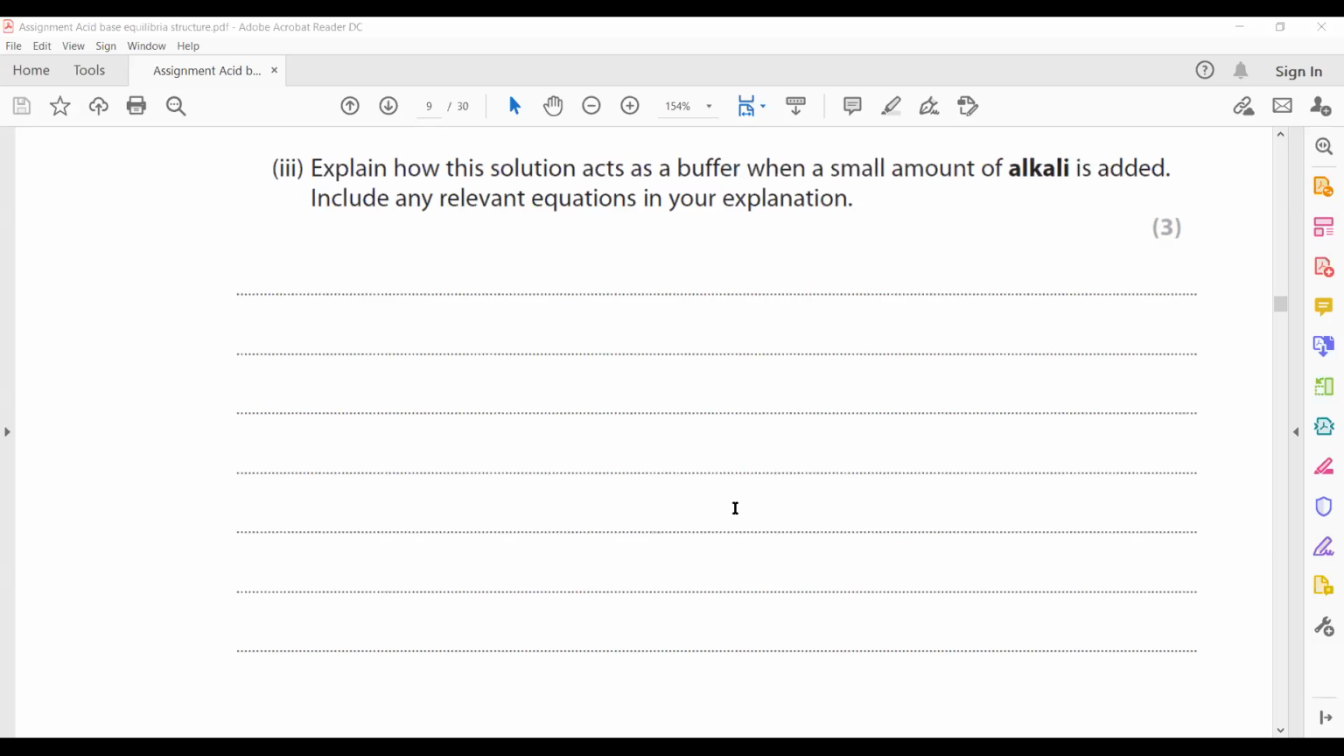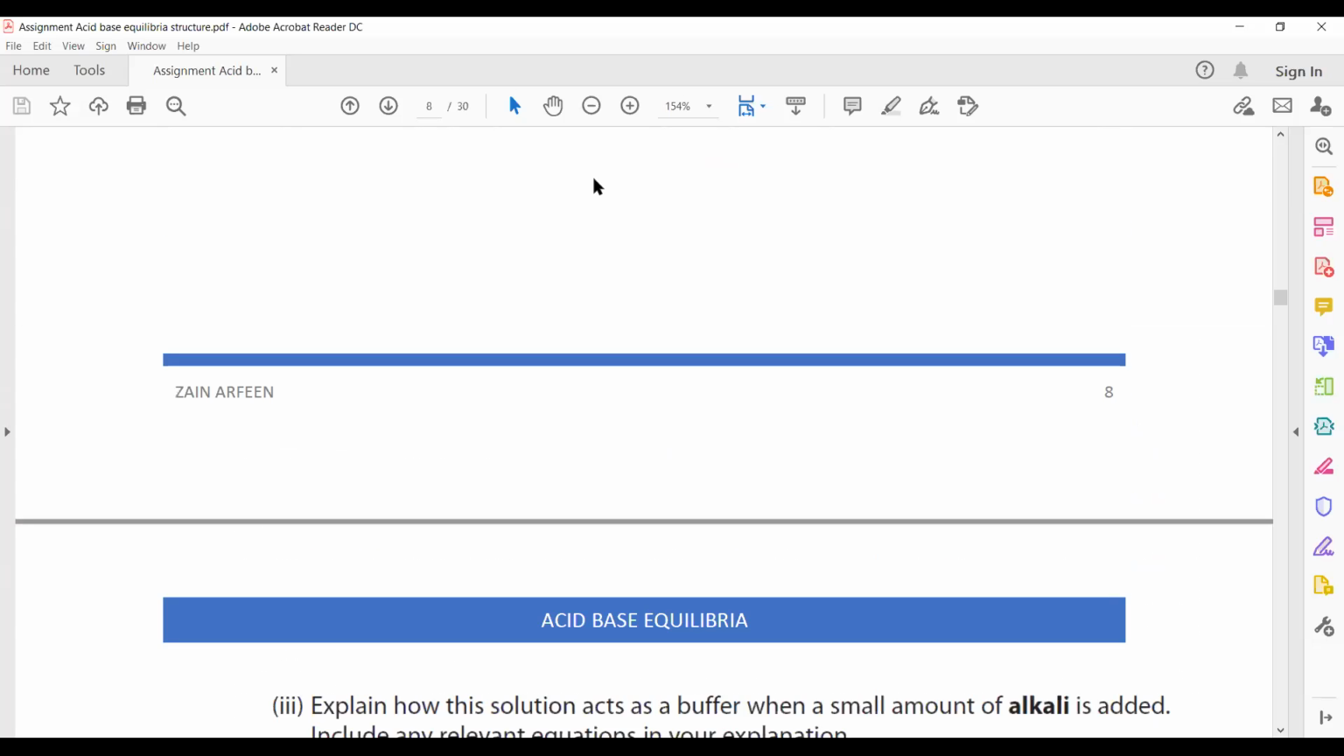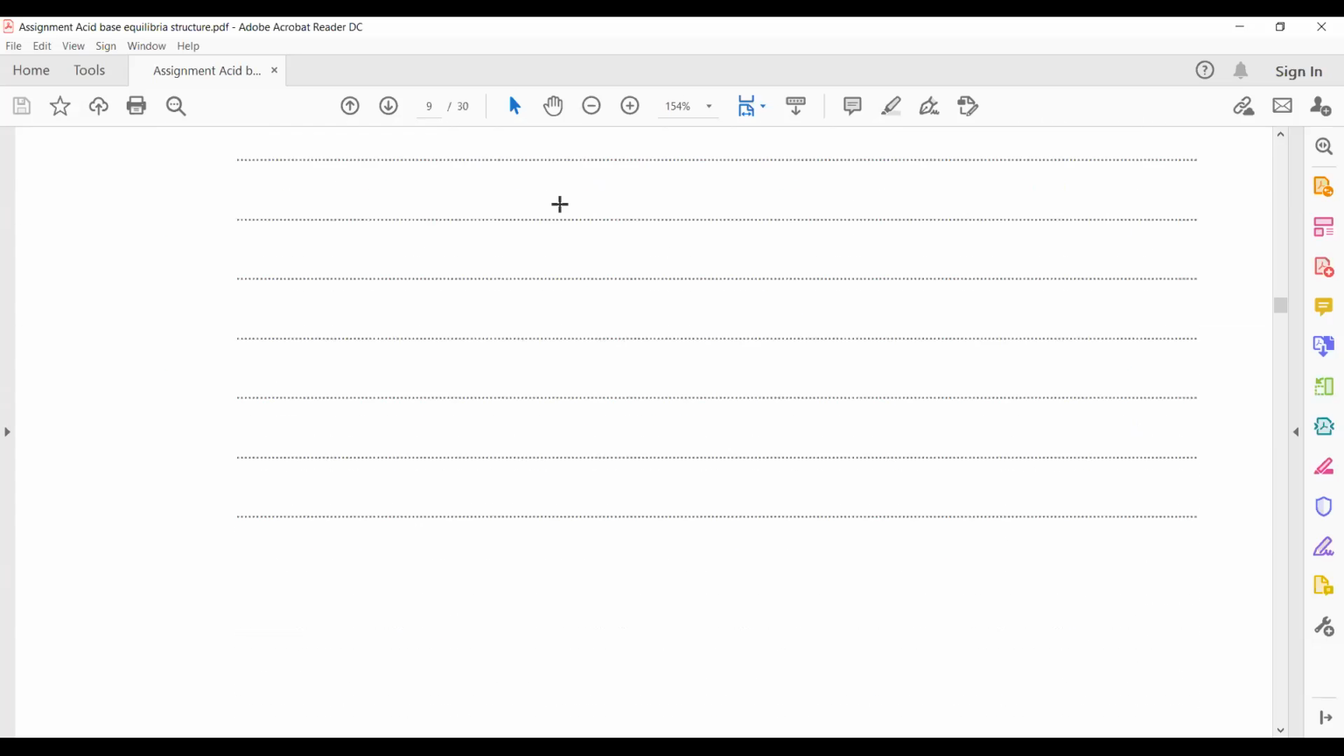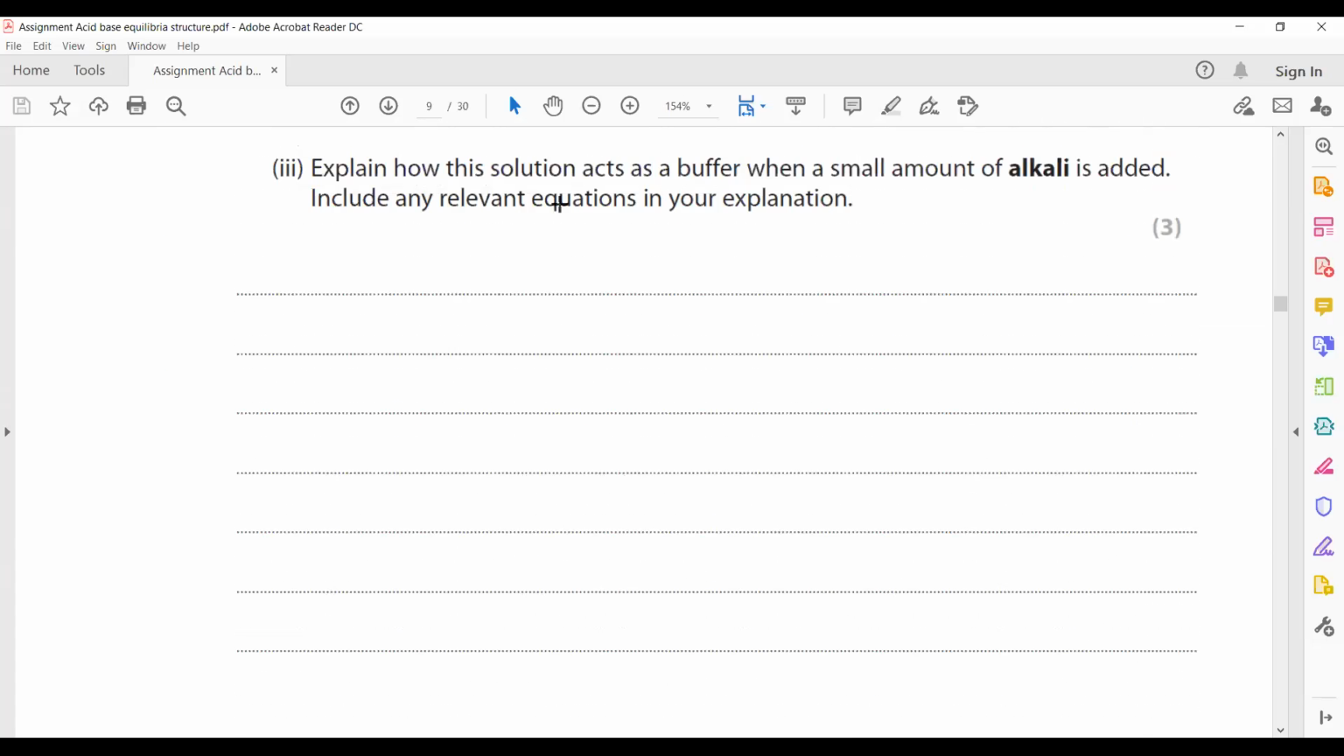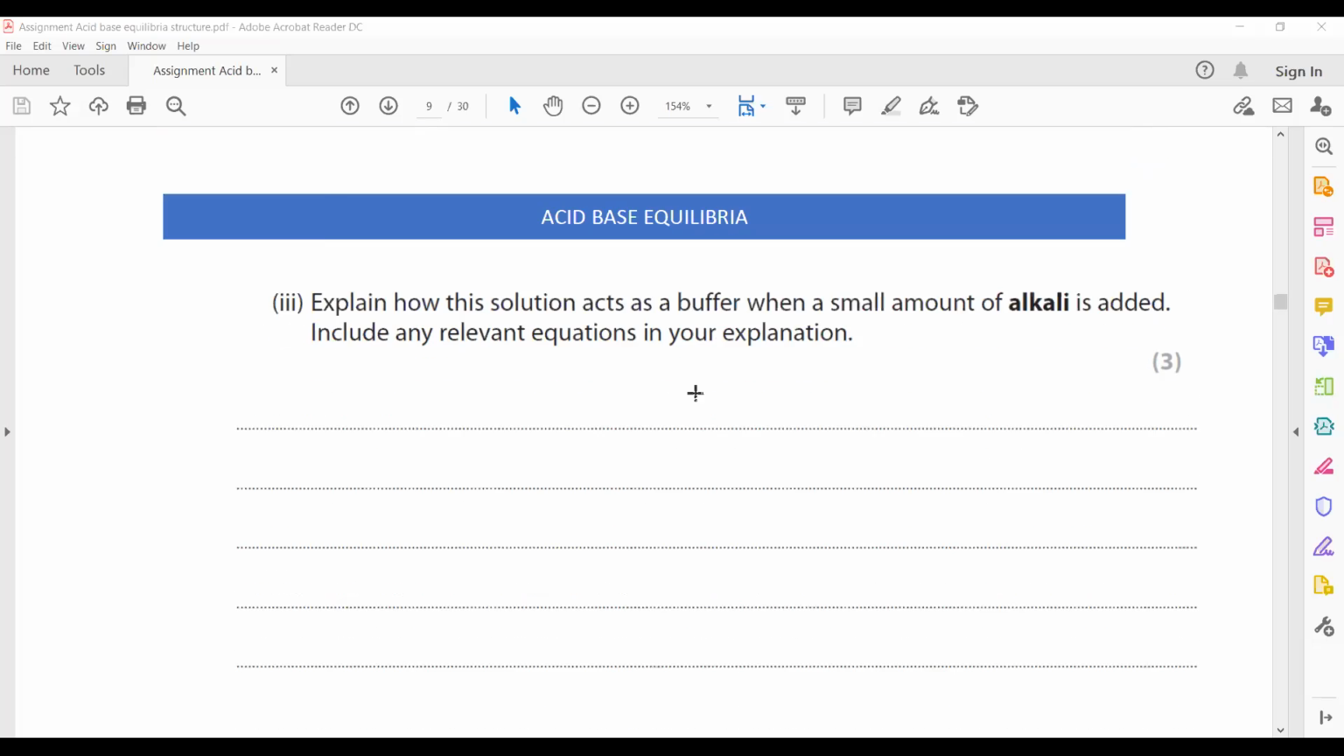The last part, the same way you will mention: adding an alkali does not change the ratio between salt and acid, because we already have an excess or reservoir of the salt. So overall the pH will not change when a small quantity is added. Not large or bulk, only small quantity.